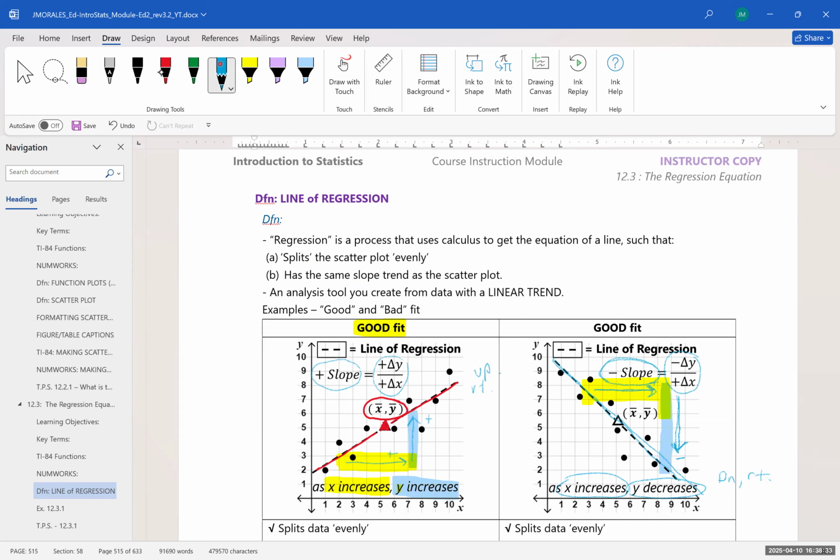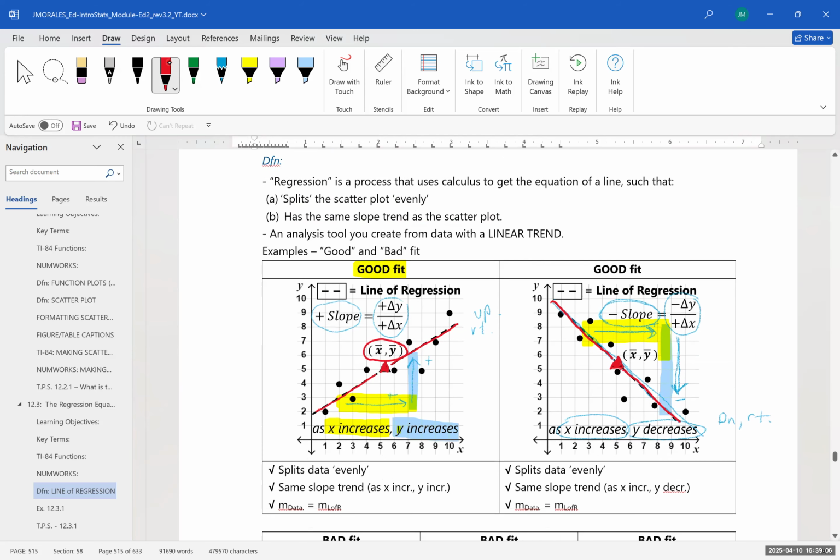And just like the other good fit, if you calculate the mean of the x's and the mean of the y's, that gives you this calculated value, which creates an ordered pair of x bar, y bar, the average of the x's and the average of the y's, to give you this triangle point. And as you can see, the line of regression goes straight through that point. So these are examples of good fits.